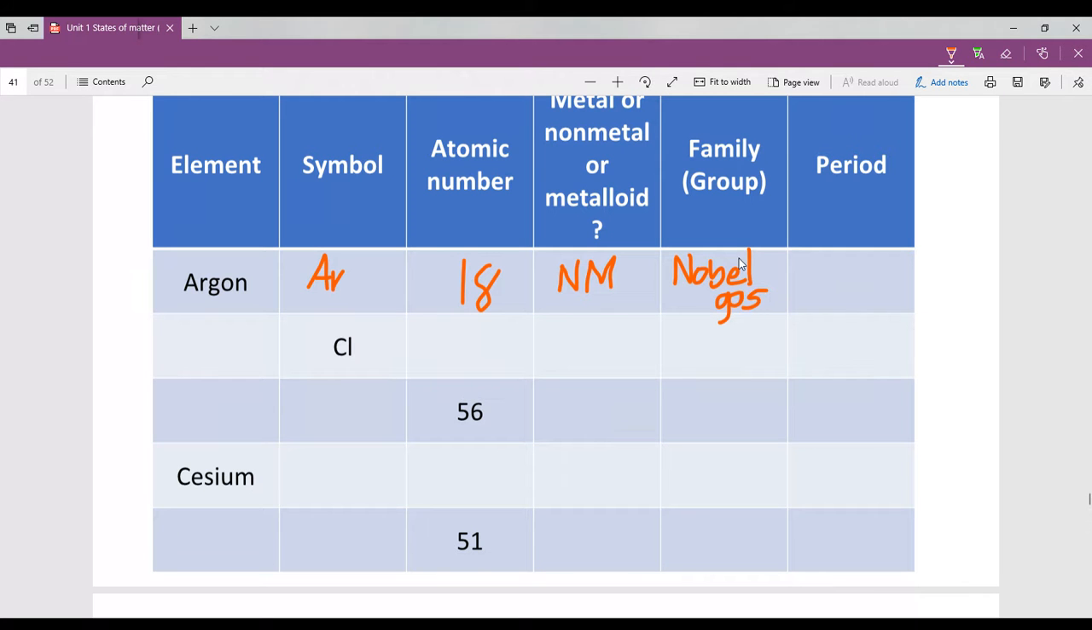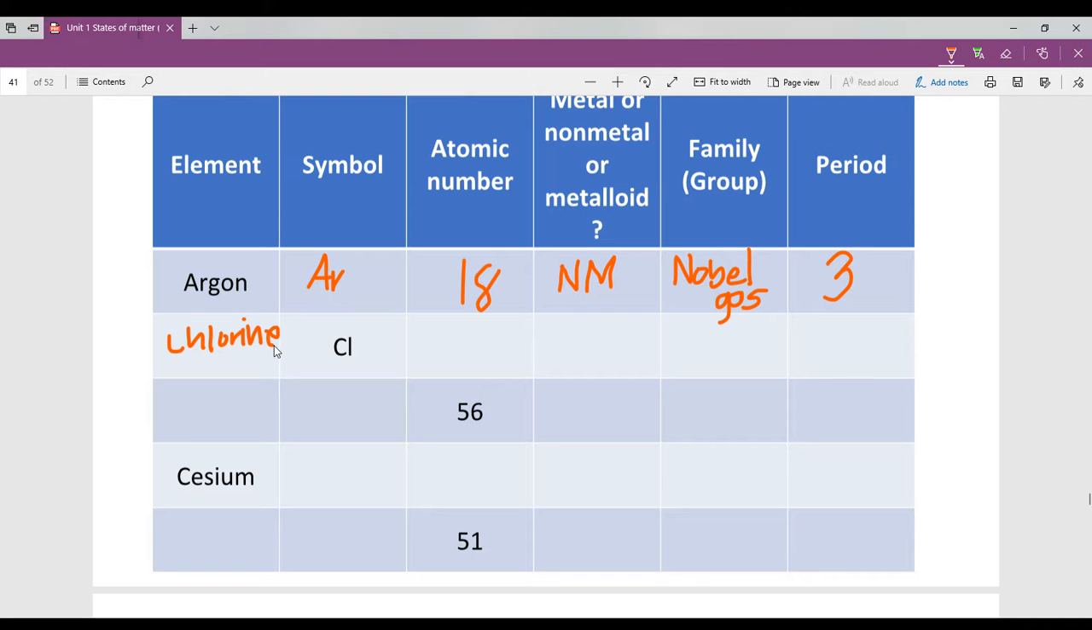Okay. Oh, I think I misspelled it. Sorry, this is noble, and it's supposed to be NOB, noble gas. And then it is in period 3. Cl is chlorine. I hope you can read my handwriting. I'm so sorry about this.